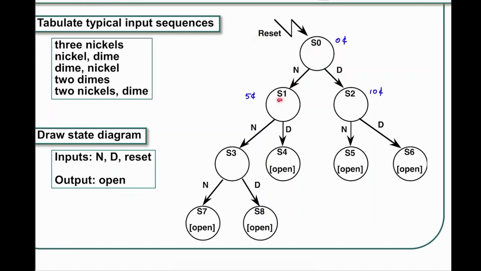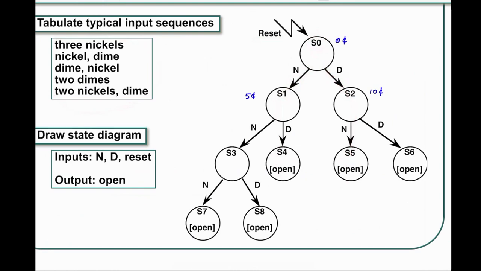Once you do that, all of this is what you're doing in terms of completely tabulating the input sequences that are desired, right? So for example, how do you go from S0 to an open state? Well, you can do a nickel followed by a dime. That's when you open. Or you could do S0, dime, then nickel, S5. That's when you open, and so on.